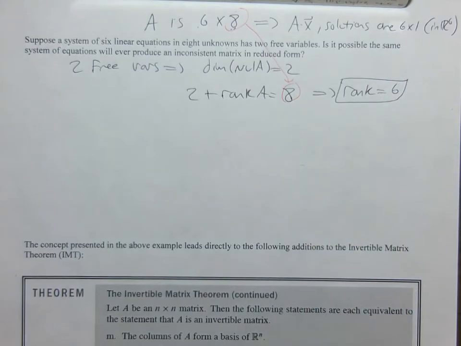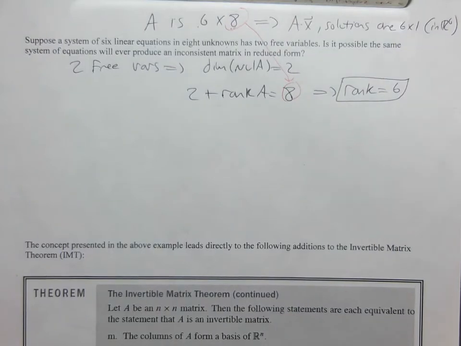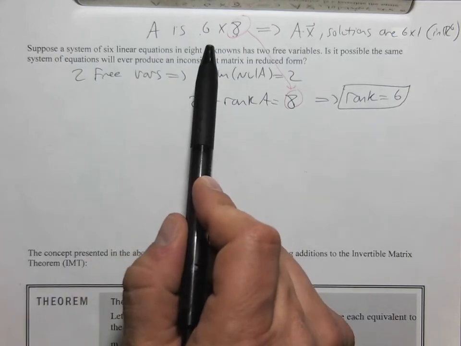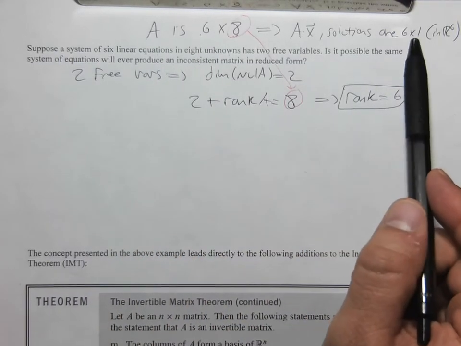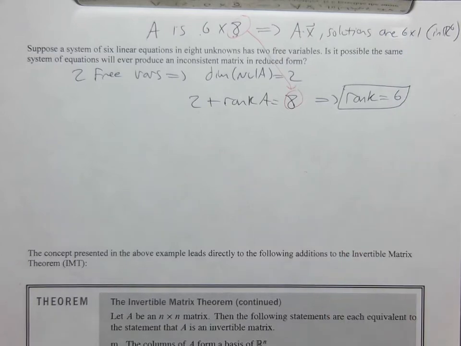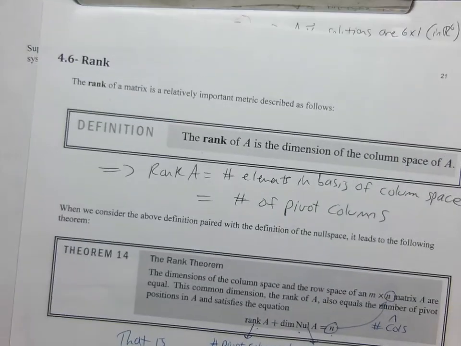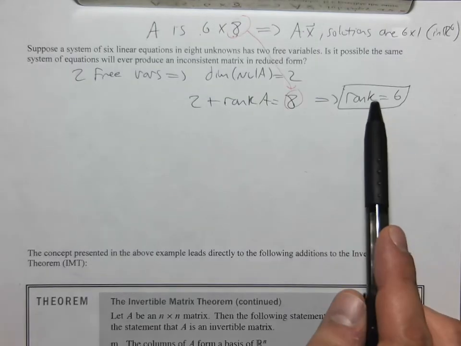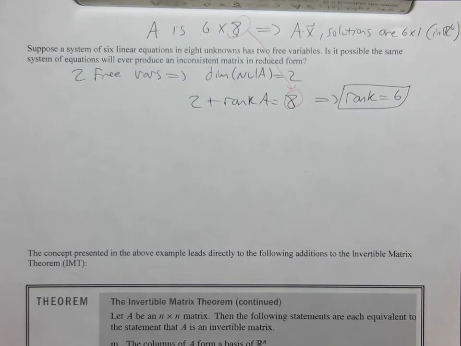Okay, so we have enough to answer this. I want to make sure everyone's caught up here, and I would maybe just pause the video real quick and make sure that this makes sense. Let me reiterate quick. We've got a 6 by 8 matrix. Solutions to this are 6 by 1. And then we use the theorem on the last page, rank plus dimension equals n, to figure out that the rank of this thing is 6.